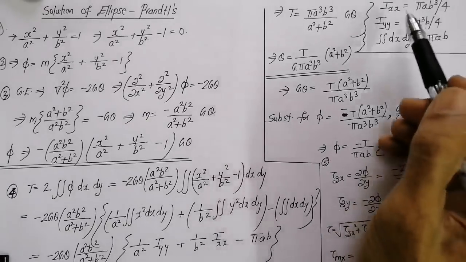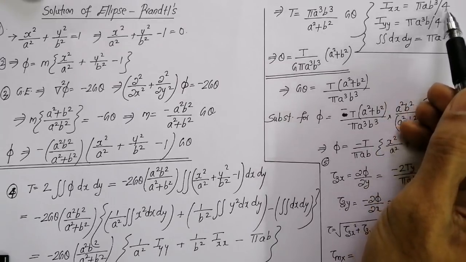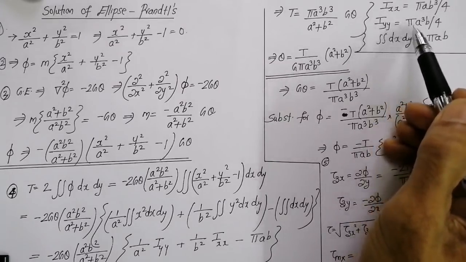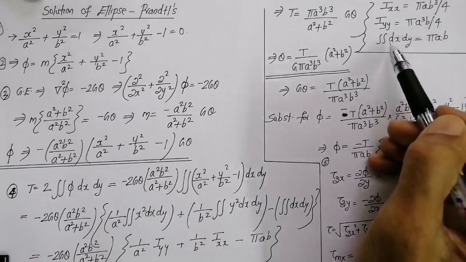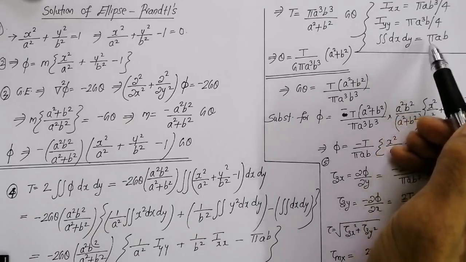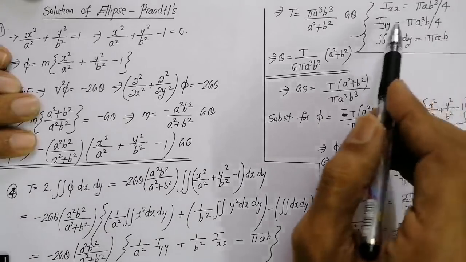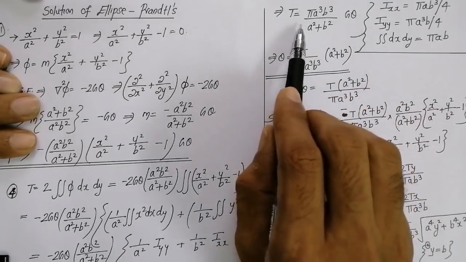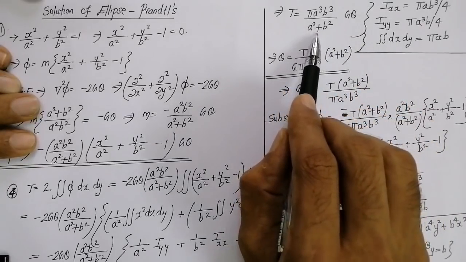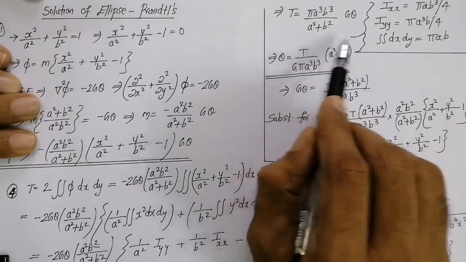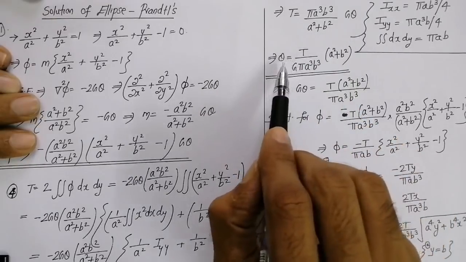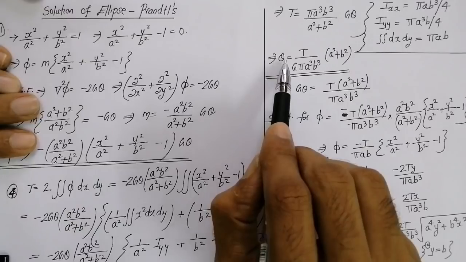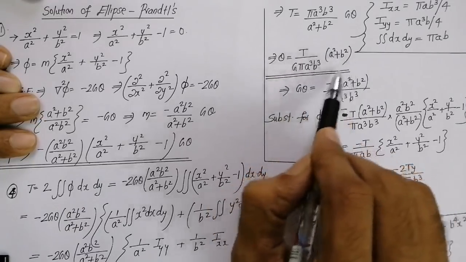You can see here Ixx is equal to pi ab cube by 4, Iyy equal to pi a cube b by 4. Double integral dx dy equal to pi ab. So by substituting, we will get T is equal to pi a cube b cube by a square plus b square into g theta. This equation is very important. Now from this we will obtain the angle of twist as theta is equal to this equation.